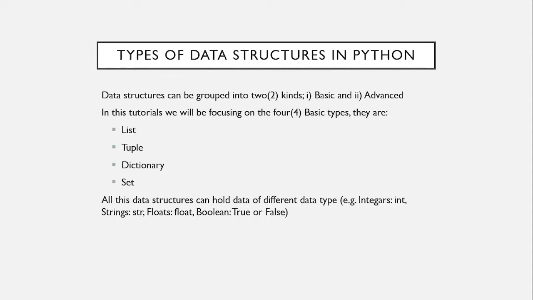Good. So what we need to note is that all the data structures that have been listed can hold different data types. So we have the integer type, we have the string type, we have the float type, and then we have the Boolean type, which is true and false. Right.